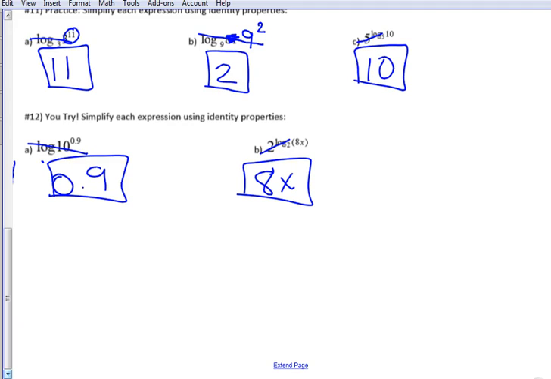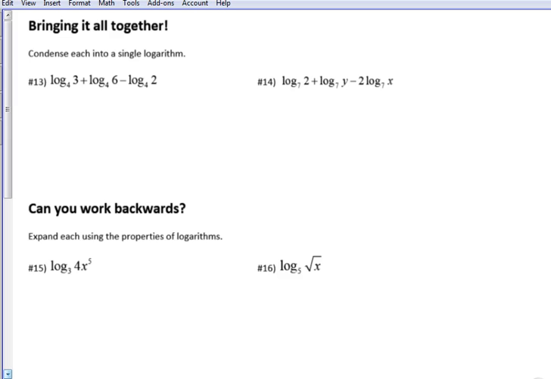Right? Remember when I said I was going to do multiple properties of one problem? You ready for that? Yes, you are. You can do it. All right, look at bringing it all together. So 13, we have log base 4 of 3 plus log base 4 of 6 minus log base 4 of 2. So all my bases are the same. They're all base 4. Okay? I see a plus sign and a minus sign. I'm going to do the properties moving left to right. So what property are we going to do first? Product, quotient, power, or inverse? Product first. Good. So I'm going to take log base 4. We're going to multiply 3 times 6.